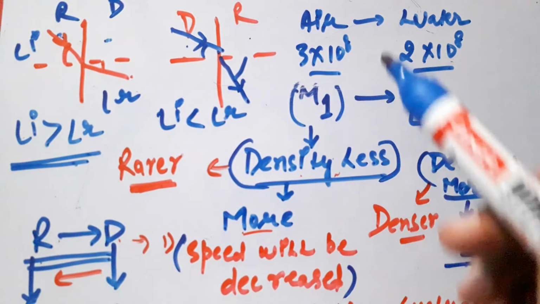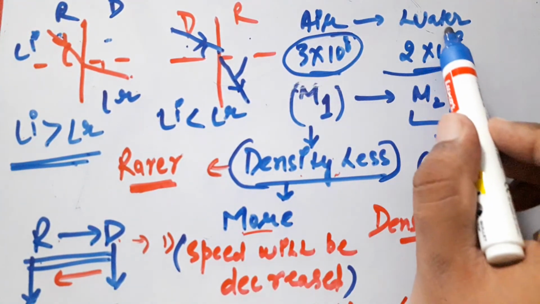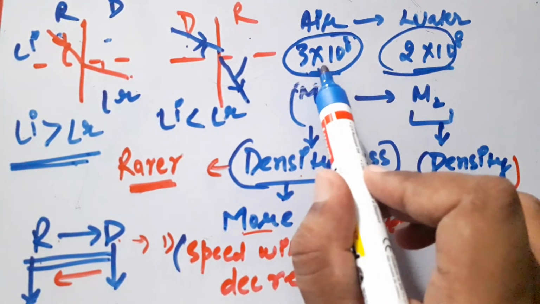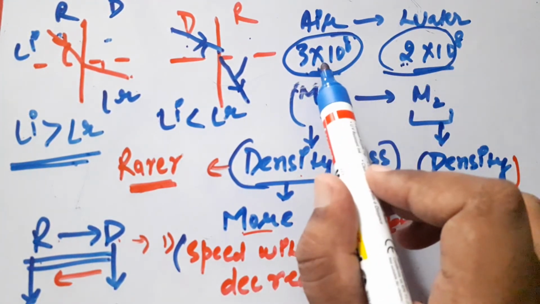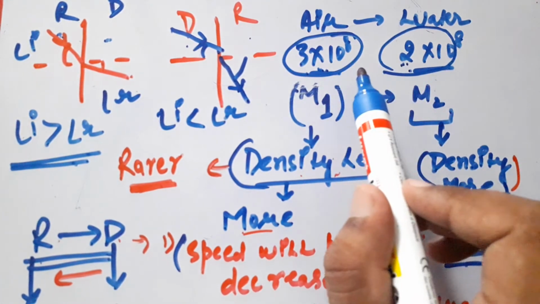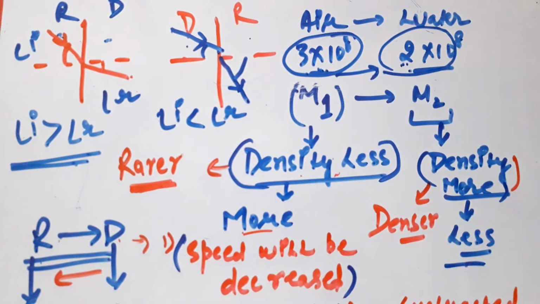And where the speed is more, here the speed of light is more, here the speed of light is less. So while going from, it means that it is a rarer medium and this is a denser medium. So light is going from rarer to denser medium. So we can understand the light will now bend towards the normal. Yes, this is how the question will come.